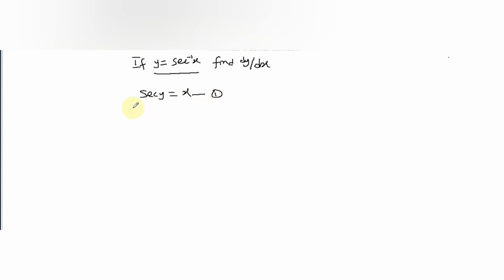If you differentiate this implicitly, it means we are going to have tan y sec y times dy/dx equal to 1. Making dy/dx the subject of the formula, we are going to have 1 divided by tan y sec y, and let's call this equation 2.